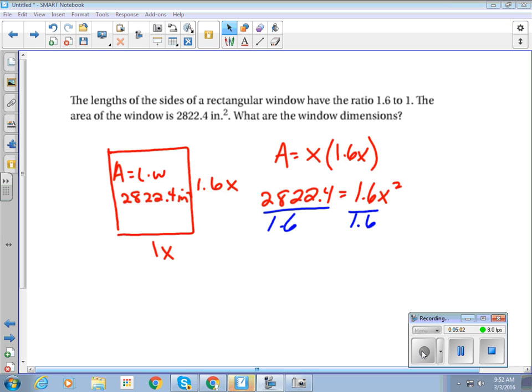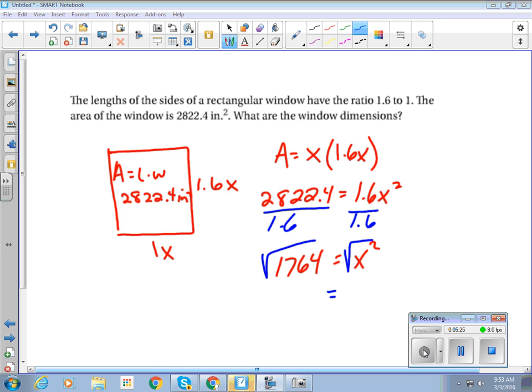Good job, Nick. 1,764? Good. It only didn't get the extra 2 at the end. It only got 822. And then we're going to take the square root of both sides. And we get x is equal to plus or minus the square root of 1,764, which is 42.